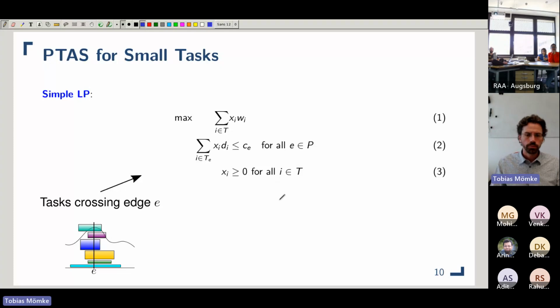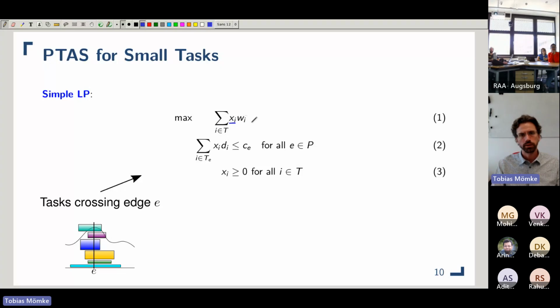And in order to solve UFP for small tasks, there is actually a rather simple and really elegant method. Simply write down the LP for UFP, the most natural LP that comes to your mind. That means we have a variable x_i for each task i. And then we want to, of course, maximize the tasks that we select. And for those, we want to maximize the weight. So the sum of x_i w_i is what we want to maximize.